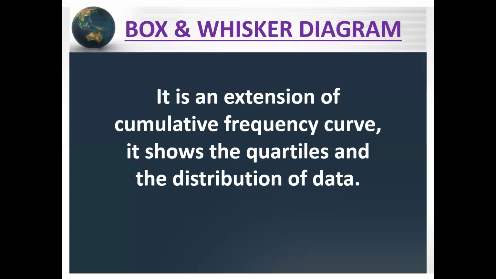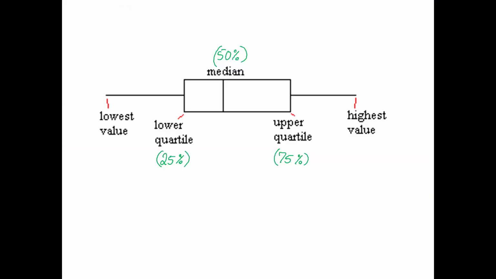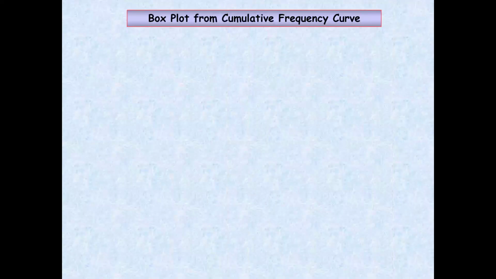Now, box and whisker is actually an extension of the cumulative frequency curve. When you draw a cumulative frequency curve, you can get information: the lowest value, the lower quartile, median, upper quartile, and the highest value. Instead of drawing a big cumulative frequency curve, which takes a lot of time, we draw a simplified diagram like this. It's a box with two whiskers around it. The left side whisker shows the lowest value and the right hand side whisker shows the highest value. This is called a box and whisker diagram.